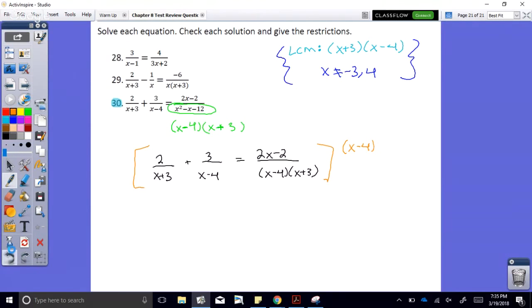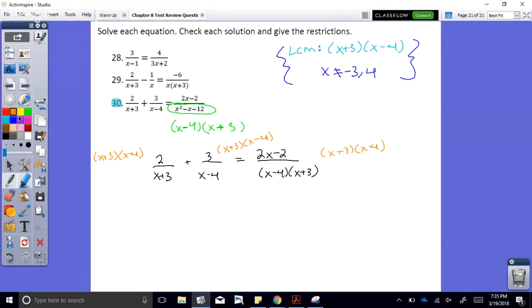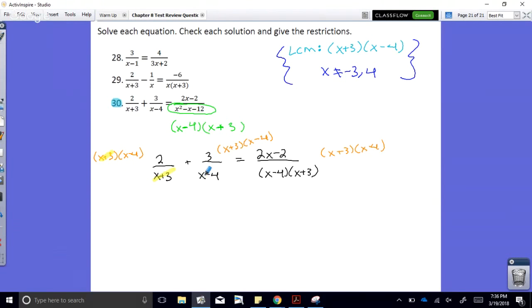Maybe this time I'll actually write it on there. So if you're struggling with seeing what I'm doing, I'll do it this way this time. So I'll come and say x plus 3, x minus 4. And here I'll put x plus 3, x minus 4, and here I'll put x plus 3, x minus 4. Okay, so when we look at the first piece, the x plus 3s are going to cancel. The second piece, the x minus 4s are going to cancel. And the third piece, they both cancel.